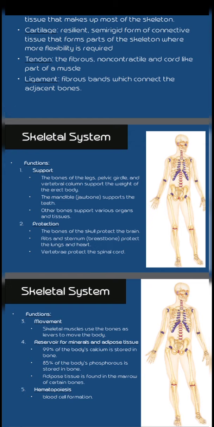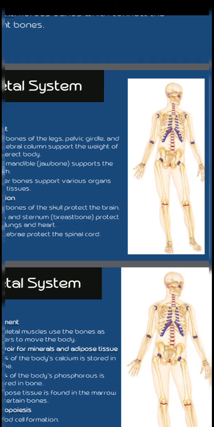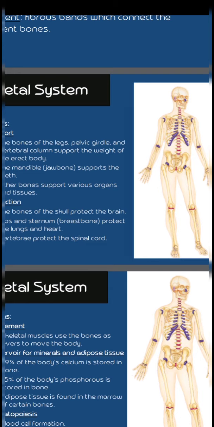Now let's see the functions of the skeletal system. Skeletal system basically has the following functions. First, support. So skeletal system provides the support via the bones of leg, pelvic girdle, vertebral column. It helps in supporting the weight of the body and keeping an erect posture.